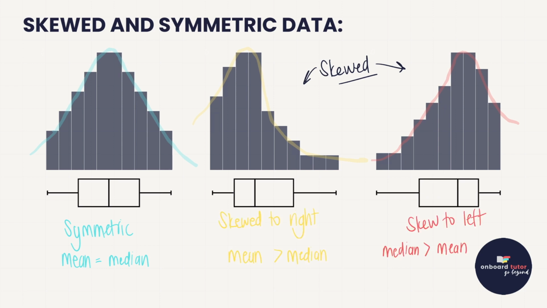In data that is skewed to the right, the mean is going to be bigger than the median. And in data that is skewed to the left, the median is going to be bigger than the mean.